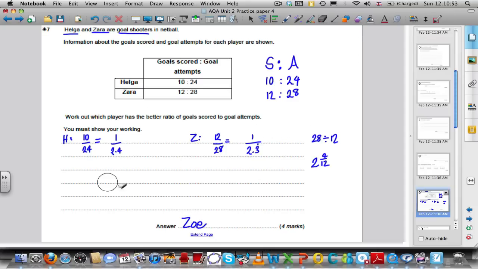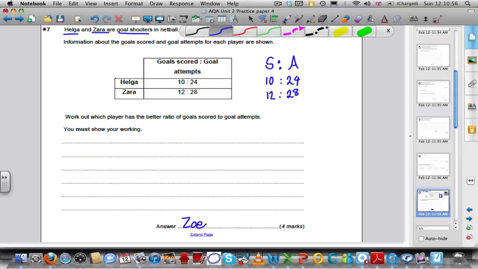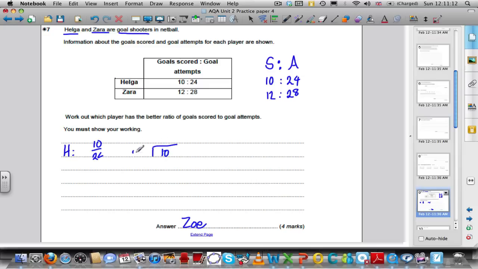Okay, let's have a go at another method. Again, Helga scores 10 out of 24, and we could work out what 10 divided by 24 actually is. Does 24 go into 10? No, so put a decimal point in and a 0. Does 24 go into 100? Yes, it goes in 4 times, and 4 times 24 is 96, so you've got 4 left over.